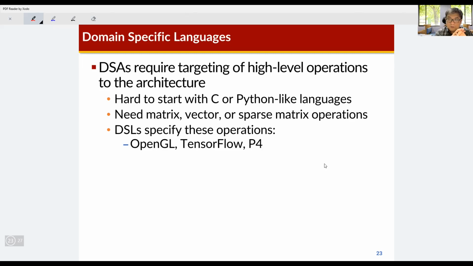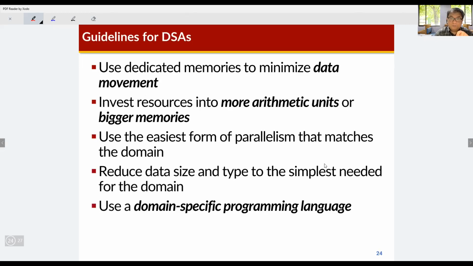So many vendors or industry companies are looking for compiler engineers for domain-specific languages, but it's very hard to hire recently. So with the domain-specific languages, we need to map this matrix operation or vectors or sparse matrix operation to instructions and the data movement in the domain-specific architectures. So that's why the DSL is so important and critical.